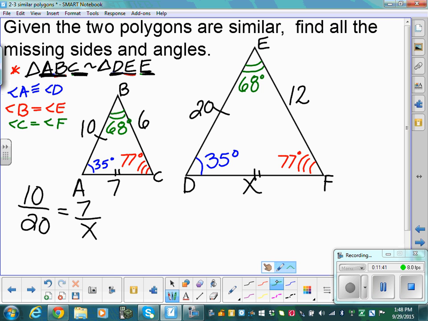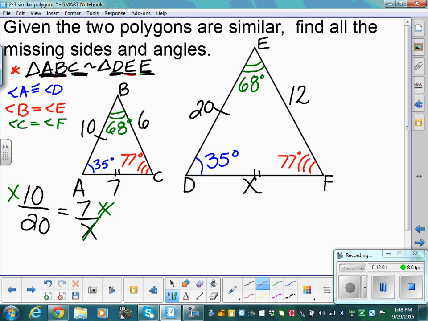Okay, but pay close attention. We need to cross multiply. Let's get rid of fractions, okay? So I'm going to multiply both sides by x. But what happens over here? It crosses out. Divides out, okay? Is everybody following? Do we have questions so far?